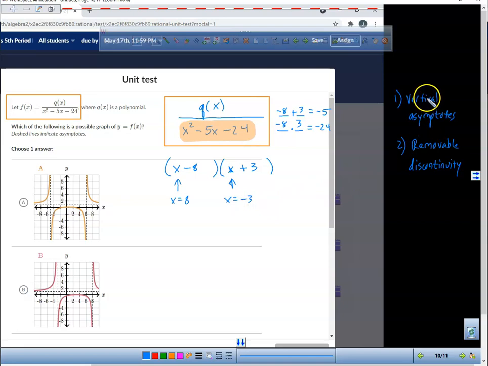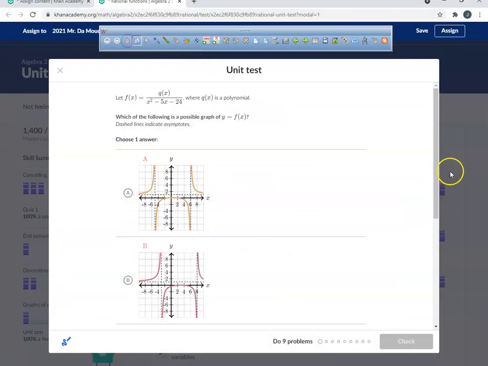What are we going to be scanning all the graphs for? Vertical asymptotes and holes, or removable discontinuity. I'll put holes so you know what I'm talking about. They're like little tiny holes that can't be graphed. So right now, where is this asymptote? Right there? I'm not going to choose that. What about there? -5. How about there? 8. How about there? I'm feeling pretty good about B right now. That's probably the answer. Let me scroll down.